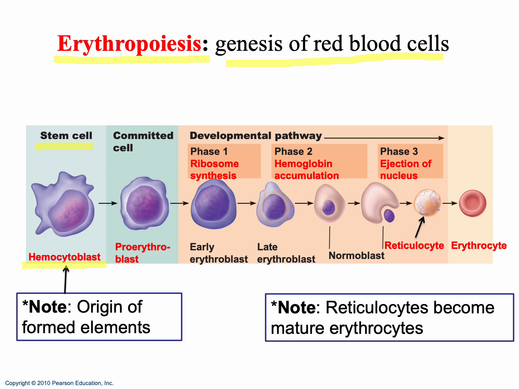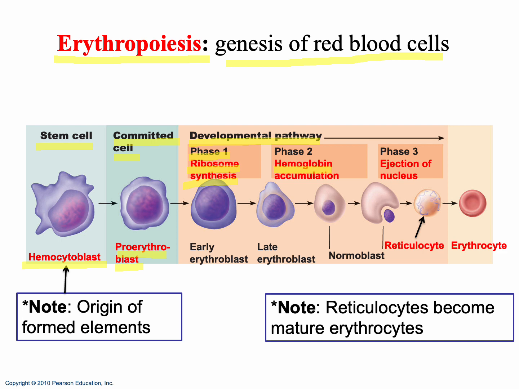And then what will happen is this cell will slightly change and become a committed cell. This is known as the proerythroblast. So ultimately the cell is committed to becoming an adult red blood cell. From this process, we get into the development pathway. Phase 1 is what's known as ribosome synthesis. So that's going to be your development of ribosomes. And of course, the ribosome is a very small organelle that you find in the animal cell.